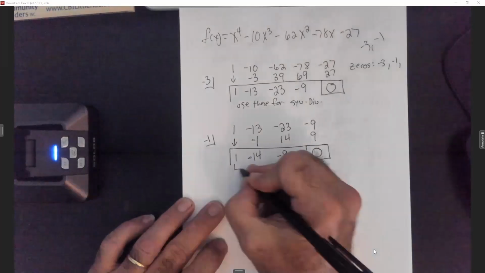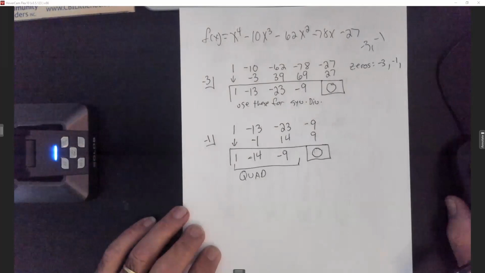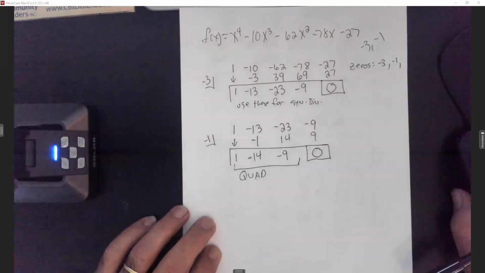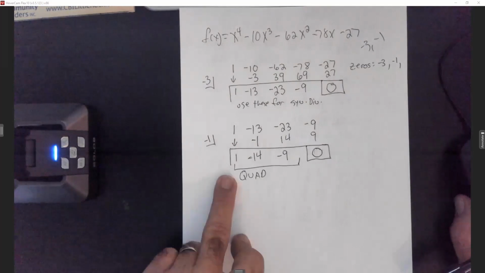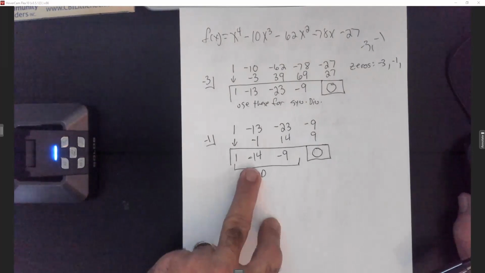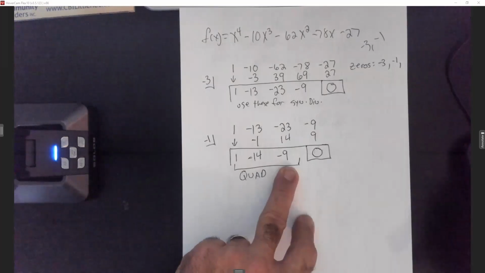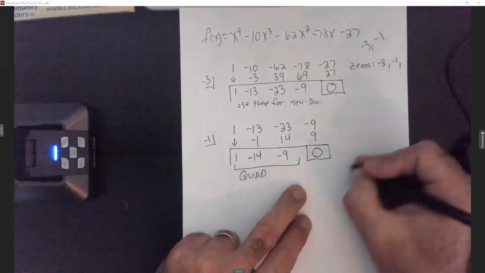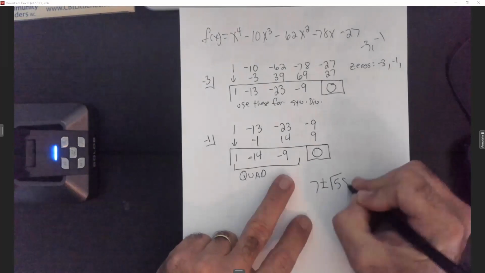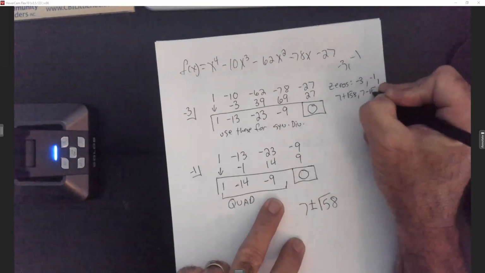So now I'm going to use quad to get my last two. So we can go to our calculator, program, go to 4 for quad on mine, hit enter. A was 1, enter. B was negative 14, enter. C was a negative 9, enter. I don't want decimals, so I'm going to hit enter one more time. And I get 7 plus or minus square root of 58. So those will be my last two zeros. 7 plus square root of 58, 7 minus square root of 58.